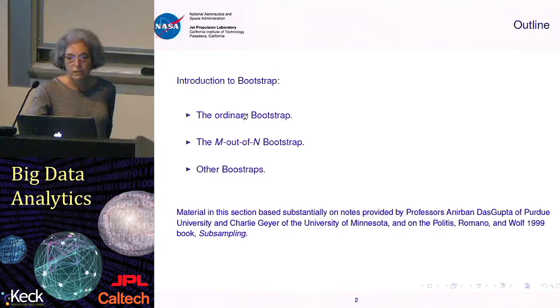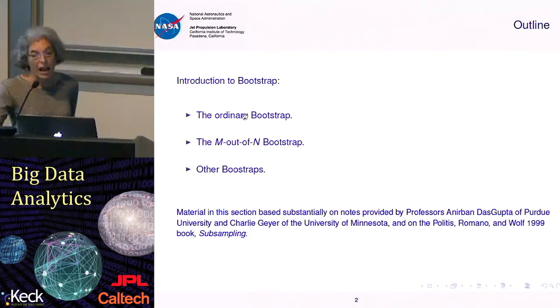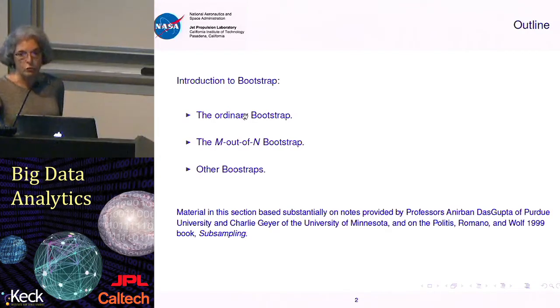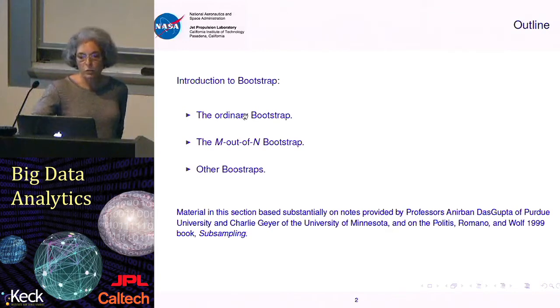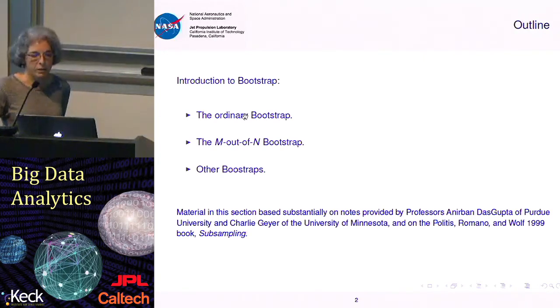So, in this module, we're going to look at a technique called the Bootstrap, and in fact, two particular versions of the Bootstrap. I would like to say that I made great use of some notes from Professor Anirban Dasgupta at Purdue University in the Department of Statistics, and Professor Charles Geyer in the School of Statistics at the University of Minnesota, and a book that I'll give you a reference to called Politis, Romano, and Wolf, 1999's book Subsampling.